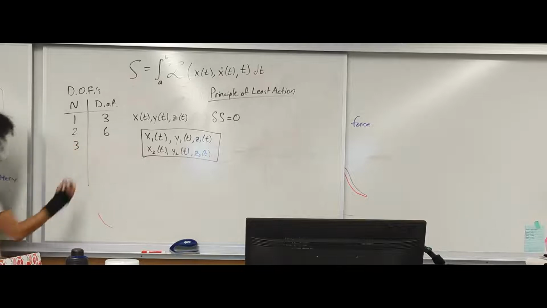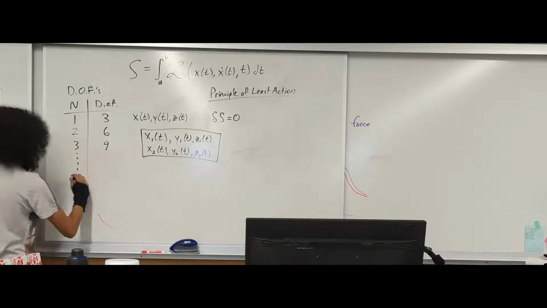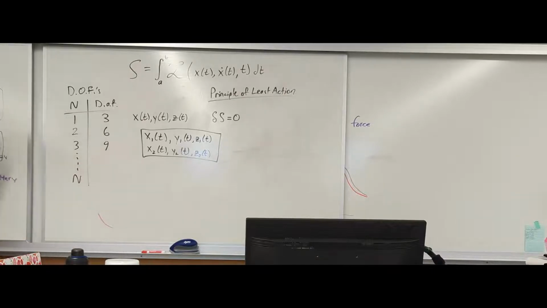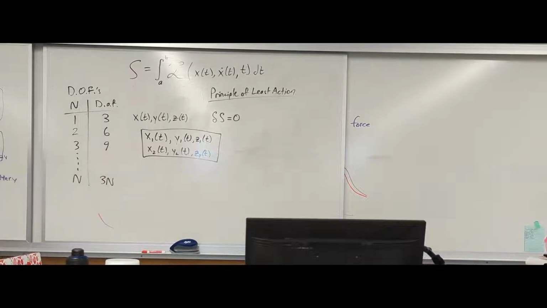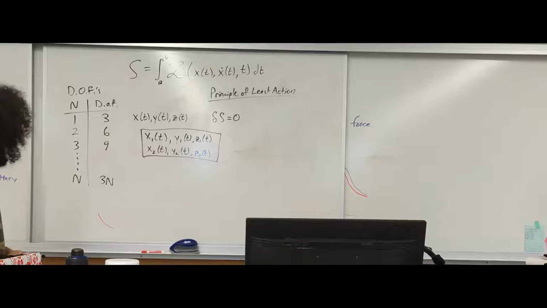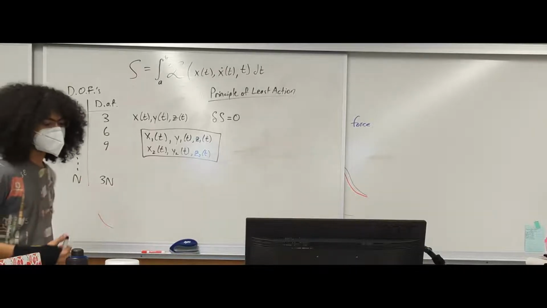Okay, if I have 3 particles. Yeah, okay. If I had just, in general, n particles. N times 3, yeah. Or 3n. Okay. So, for n particles, we'll always have 3n degrees of freedom.